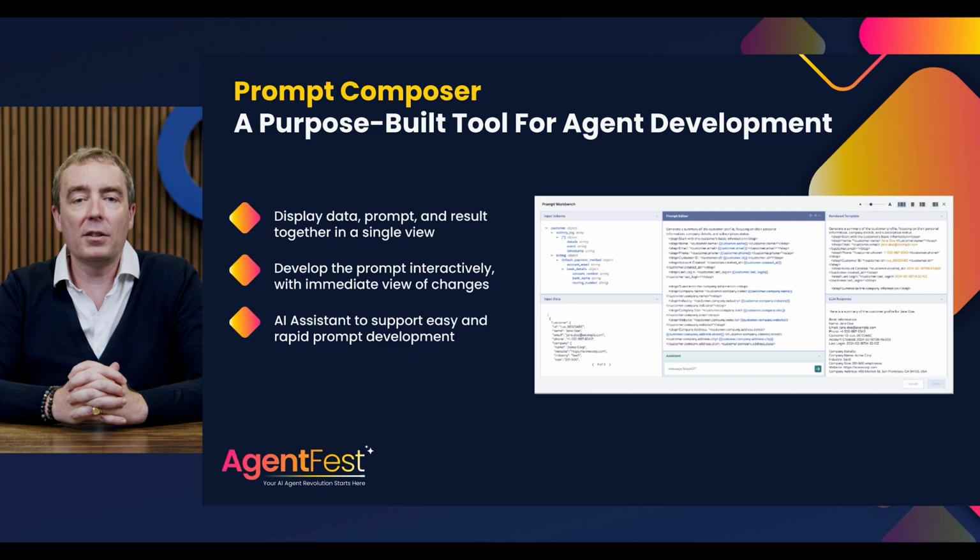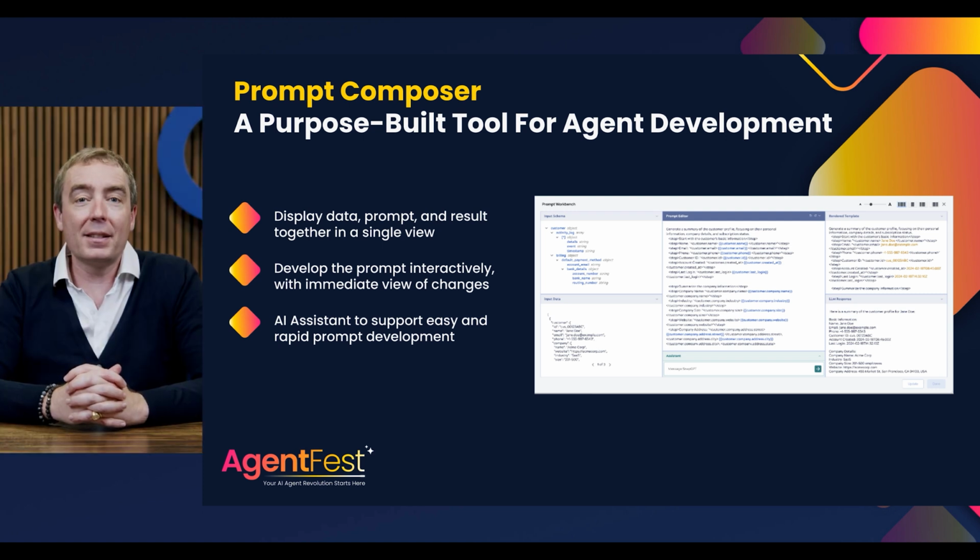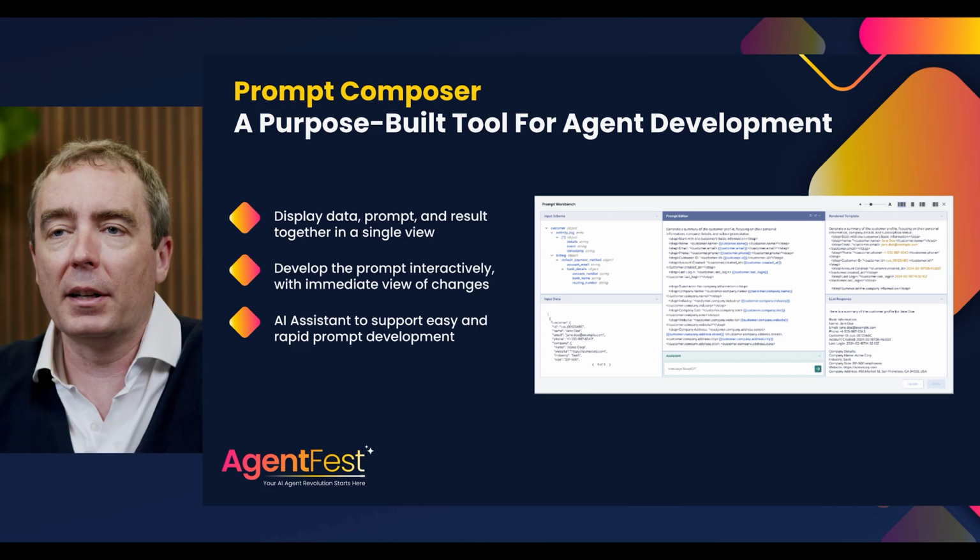So first thing is you can see the data, the prompt, and the results all together in a single view, and you can develop the prompt interactively with an immediate view of the results of the changes that you make, so you can quickly hone in on the results that you're looking for. And there's an AI assistant to help you do that. So there's AI to help you access the capabilities of AI. And again, the goal is just to make the development that much faster, that much easier, and let you get to the bit where you're actually providing value to your users. So let's see what that looks like in practice.